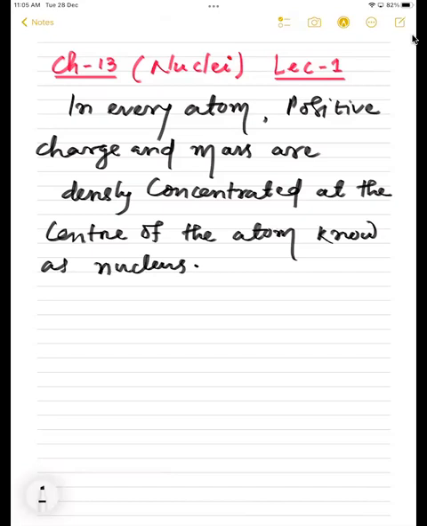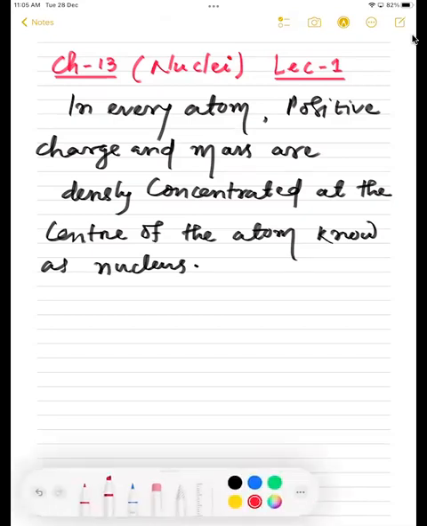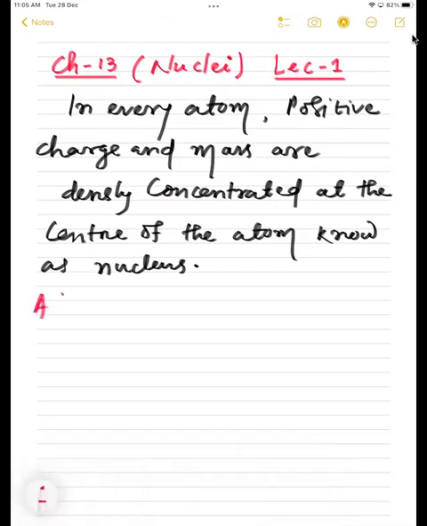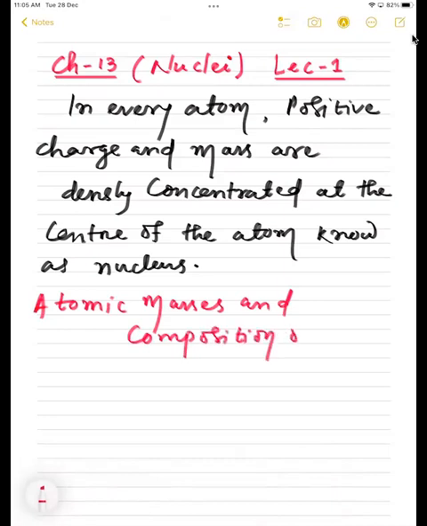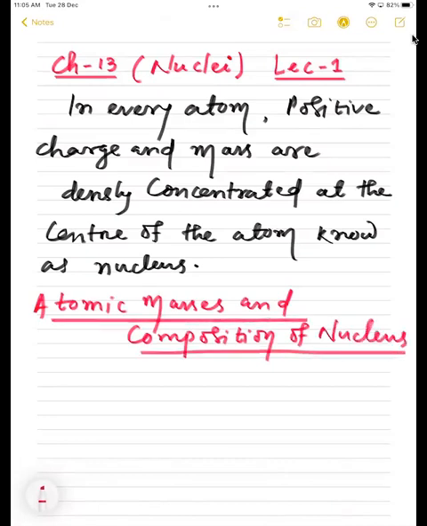First, let's know the atomic mass and composition of the nucleus. Let's know about the nucleus. At first, atomic mass. Atomic mass and composition of nucleus.